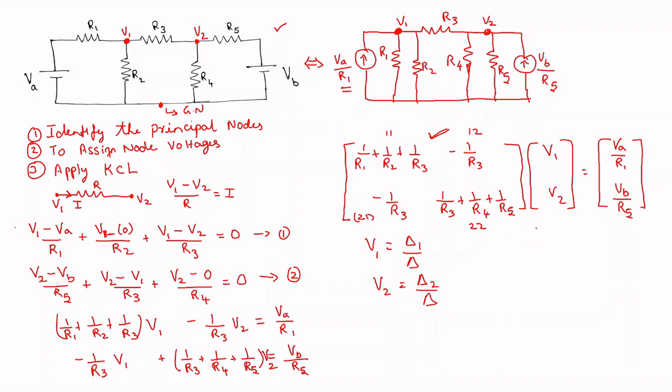So this matrix is of the form: one matrix formed with all the reciprocals of resistances, another matrix formed with voltages, and the right hand side formed with currents. I is equal to V by R. So students, this is how nodal analysis is done to obtain the node voltages V1 and V2. In the next videos coming, we will solve more problems so that we get a better hold on this nodal analysis. Thank you.